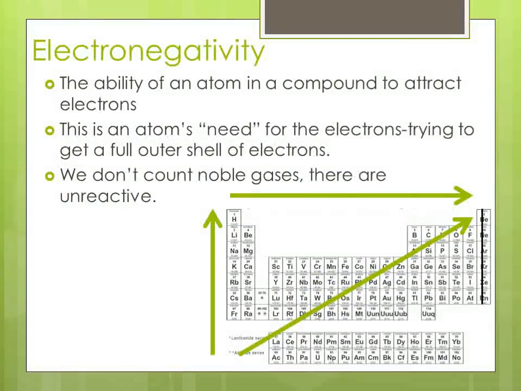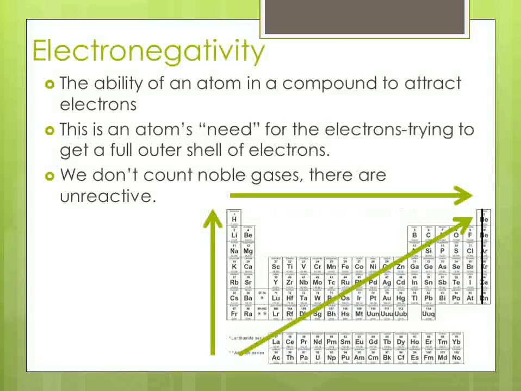So let's look at electronegativity. Now we definitely need to remember this one. This is one of the most important periodic trends. And electronegativity is the ability of an atom to attract electrons. So basically it's an atom's need, its desire for electrons. It wants to get a full outer shell of electrons.